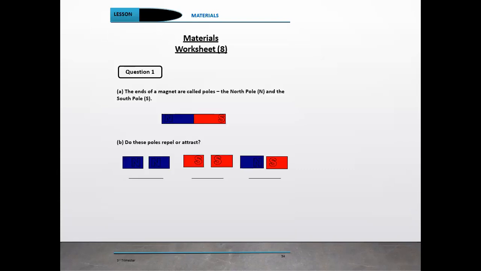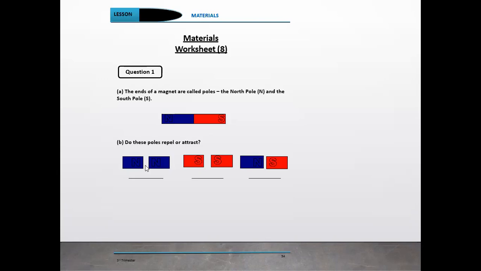Okay, page 54. In this question, he's saying that you have a magnet, the North Pole and the South Pole, as we have taken before. If you put the poles beside each other, are they going to repel or attract? Repel means that they are not attracted to each other, they are not stuck to each other. Attracted means that they are stuck to each other. And we said before that like poles repel and unlike poles attract.